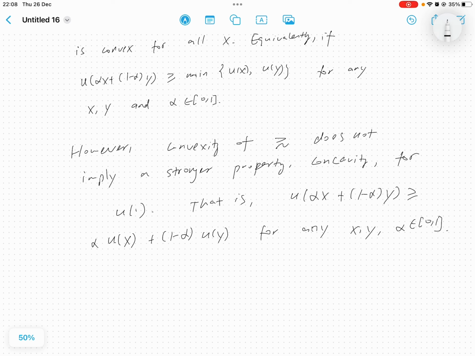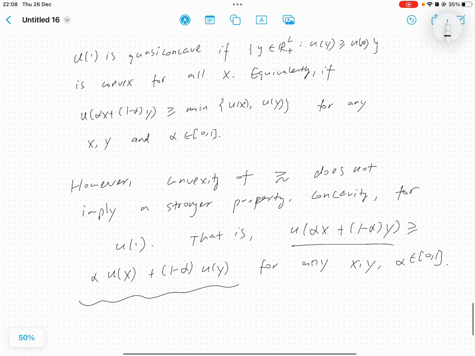From here we can already see the differences between those two statements. The left-hand side is the same, but the right-hand sides are different. In quasi-concavity, we have the minimum of u(x) and u(y), but here we split u(x) and u(y) and multiply by alpha and 1 minus alpha. So those two are completely different.